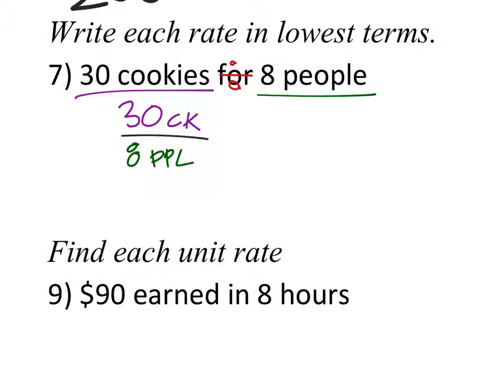And what would we divide these by to simplify? 2 sounds good. At least 2 because they're both even, right? So 30 divided by 2 is 15, so 15 cookies. And that would be 8 divided by 2, gives us 4 people.